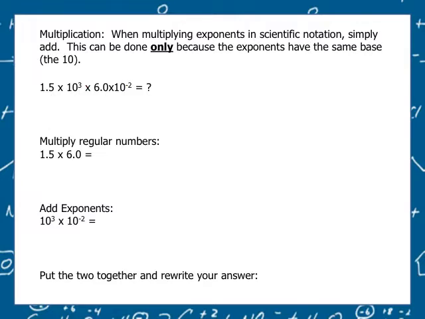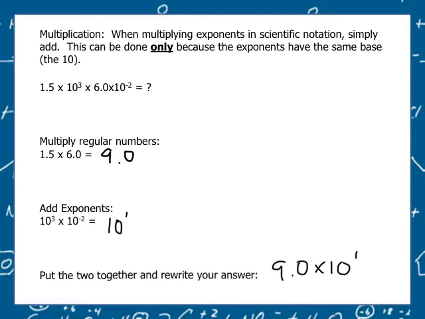1.5 times 6.0, and that gives us 9.0. Point zeros, like I said, we don't necessarily need those. I'm just putting them on there to keep track of where a decimal place is at. We're going to add our exponents. 10 plus a negative 2, that is 10 to the first. And we're going to put those together. 9.0 times 10 to the first.